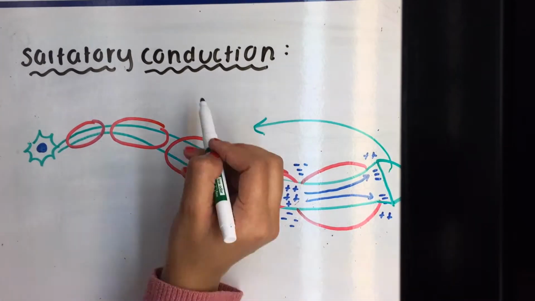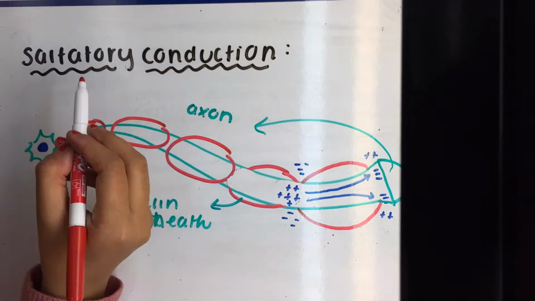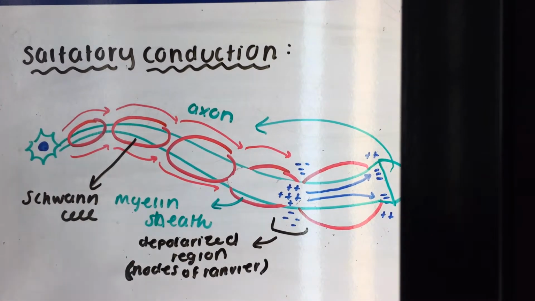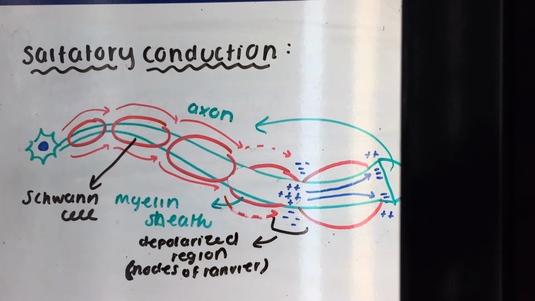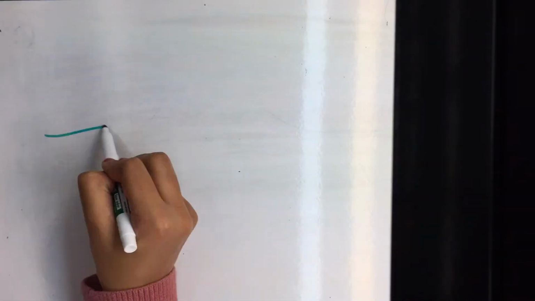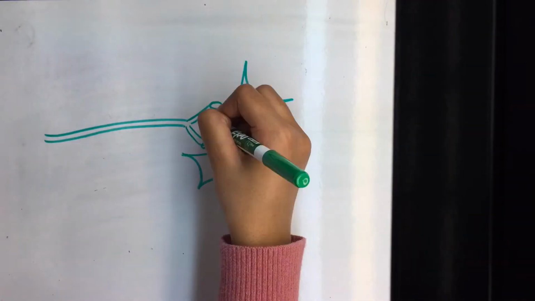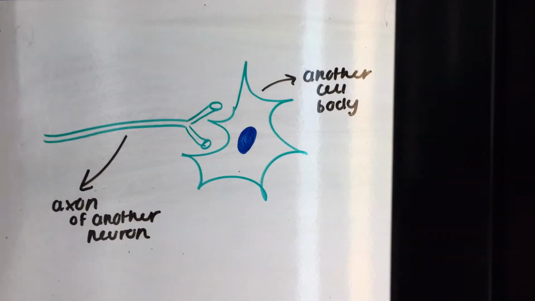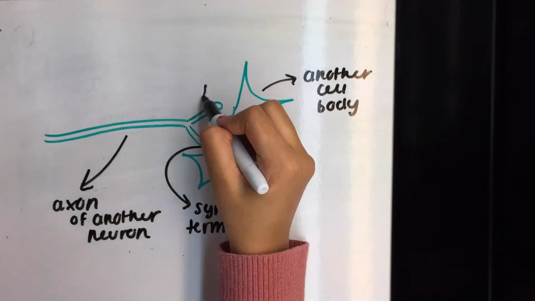The signal jumps from node to node because action potentials propagate down the axon. At each node, the membrane is depolarized and the action potential is regenerated. There are two types of neurotransmitters that interact with receptor proteins on the postsynaptic membrane: inhibitory and excitatory.